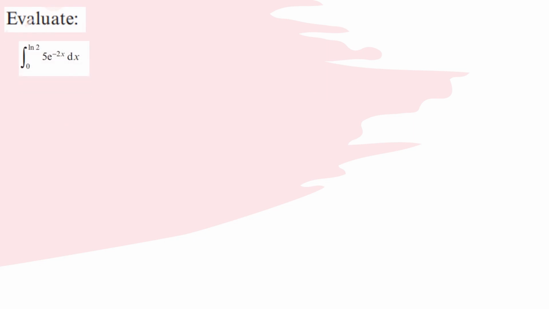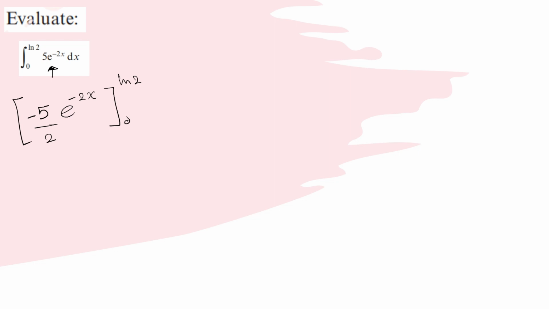Evaluate. Integrate from 0 to ln 2 for 5 e power negative 2x dx. Okay, first thing we need to write the integration of this. It will be 5 e power negative 2x over negative 2. We know the limits are already from 0 to ln 2.